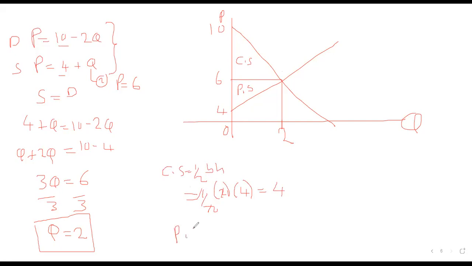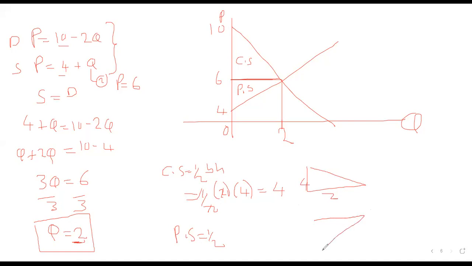And the producer surplus is also half BH. Collins, isn't it supposed to be 4 as well down there? Quantity here is 2, so from here to here is 2. So it's the base. Oh, so it's half of the 4. Yes. So when you do this, here we have 2 and here we have 4.